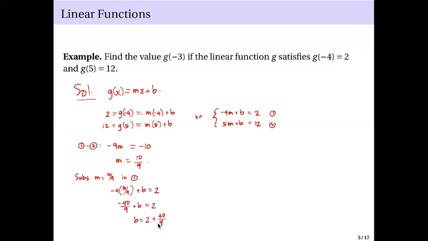Then you combine this into a single fraction, you should get 58 over 9. So 2 times 9, that's 18. Then 18 plus 40, that's 58. And you have this over 9. And therefore, our g of x will be m, it's 10 over 9. So you have 10 over 9 x plus b, it's 58 over 9.